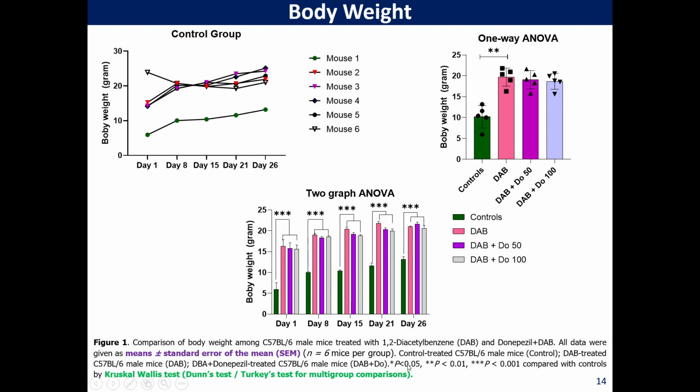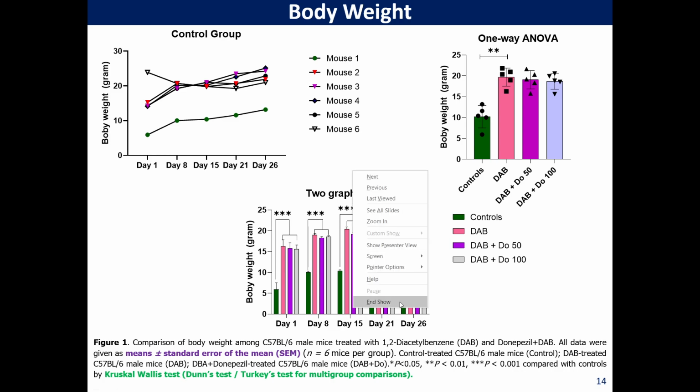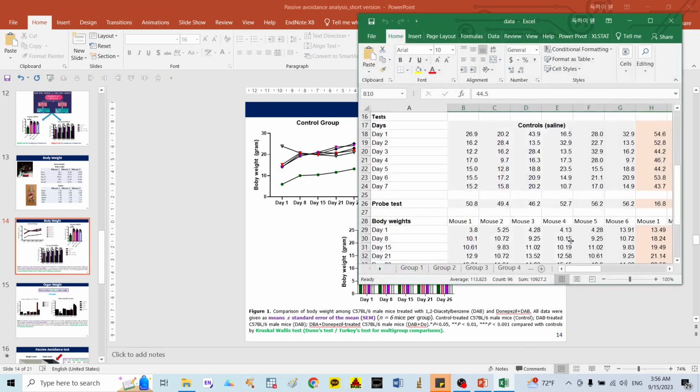For example, one star represents a p-value less than 5%, two stars a p-value less than 1%, and three stars a p-value less than 0.1%, compared with control. And which test do you use? Here I use the Kruskal-Wallis test and Dunn's test for one-way ANOVA, and the Tukey test for two-way ANOVA for multiple group comparison. So now I will show you how to draw a figure like that. And here I will end, and I will show you my data.